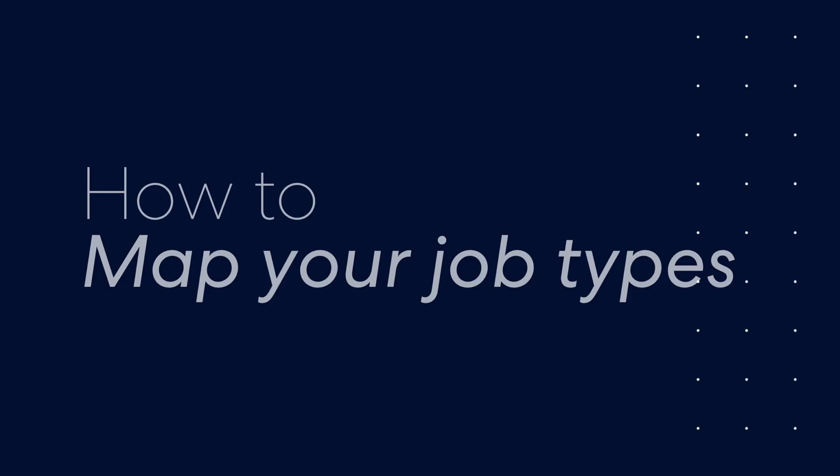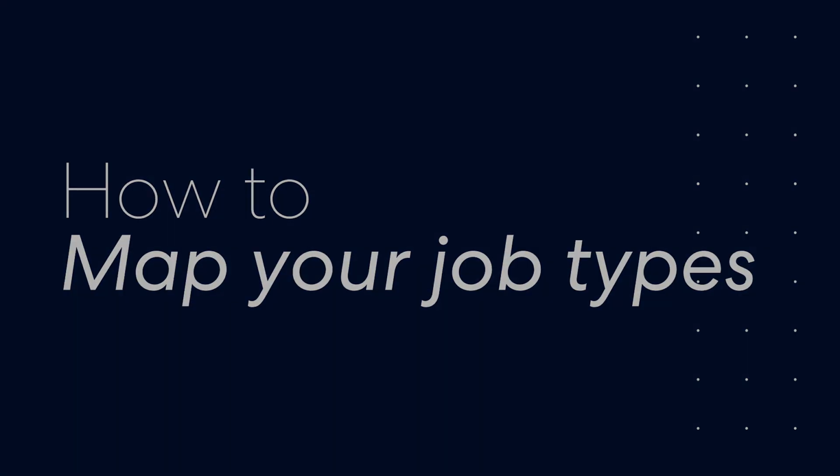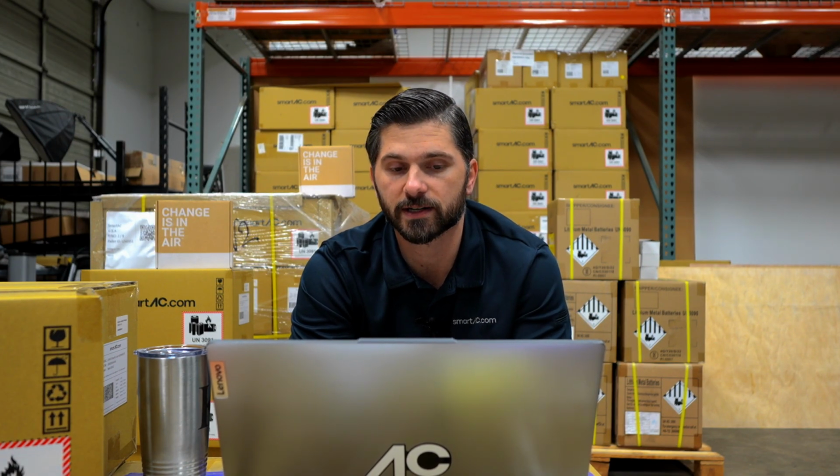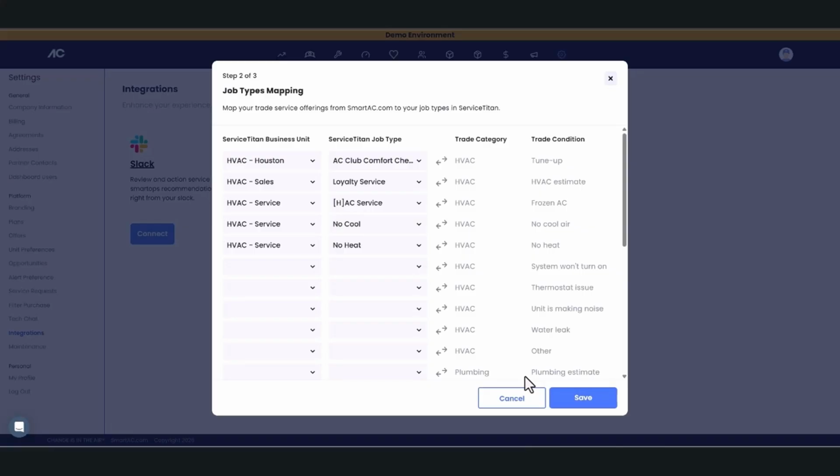And now we're ready to move on to mapping our job types. We want to map the SmartAC.com trade services to your ServiceTitan job types and business units. This is crucially important because when a homeowner books a service in SmartAC.com, you want it to land in the right ServiceTitan job type. So as you can see on my screen, I have some examples.